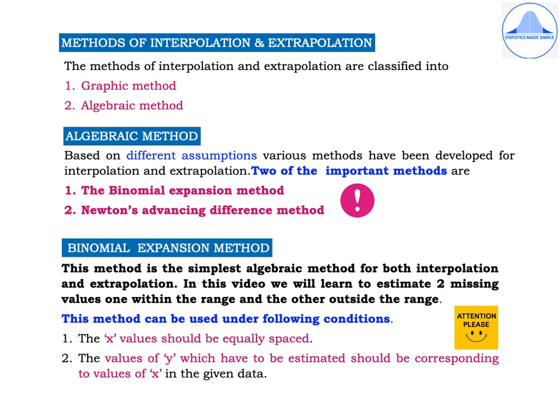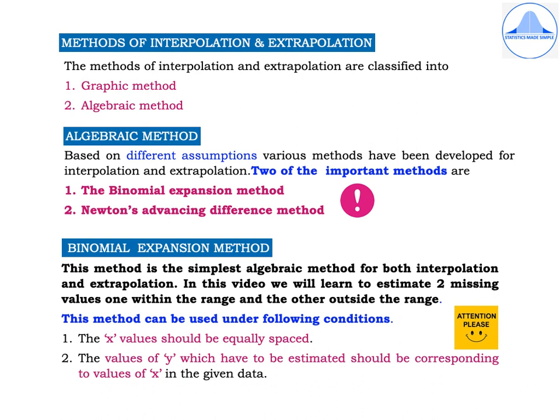Now let's discuss the methods of interpolation and extrapolation. They are broadly classified into the graphic method and algebraic method. Our focus will be only on the algebraic method. In the algebraic method, based on different assumptions, various methods have been developed for interpolation and extrapolation, and two of the important methods are: the first one is the binomial expansion method, and second is Newton's advancing difference method.